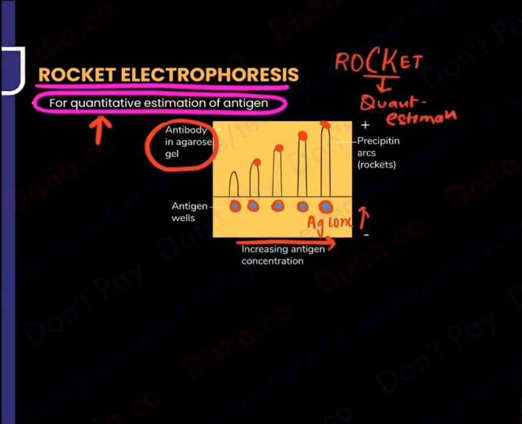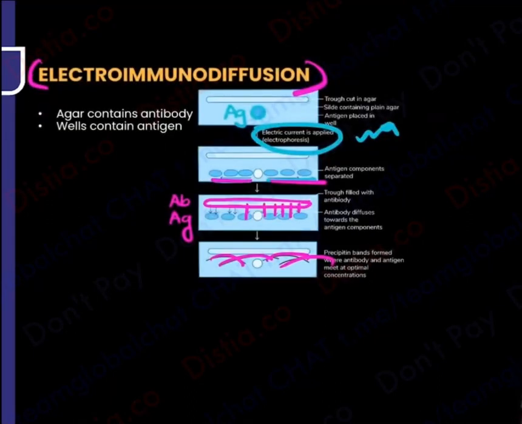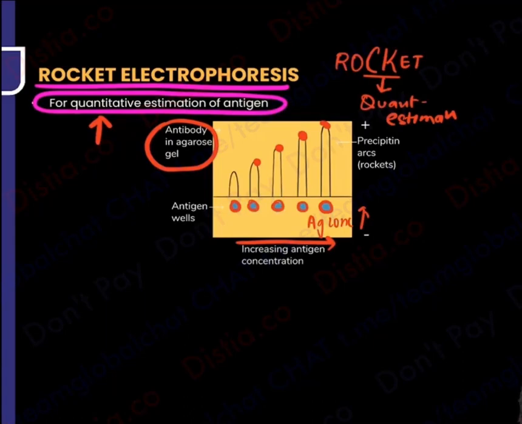Guys, that finally wraps up all of your precipitation reactions. Liquid wala ho gaya, gel wala ho gaya. If you want to add a little bit of electric current, you can add electric current only in one dimension, मतलब in one way, electroimmunodiffusion. दोनों तरफ से करना है movement, तो counter immunoelectrophoresis. And if you want to quantify, you do rocket electrophoresis.